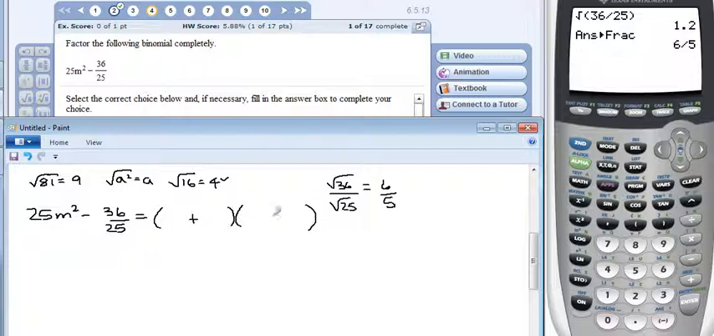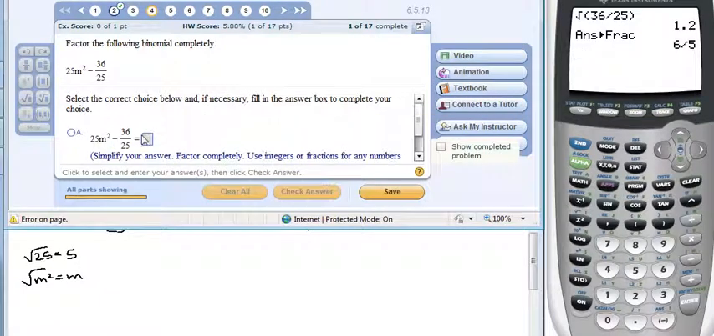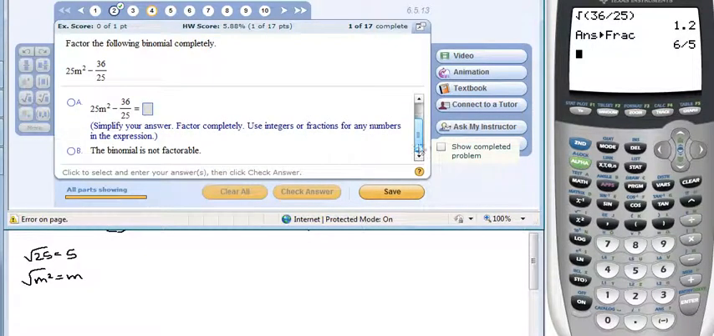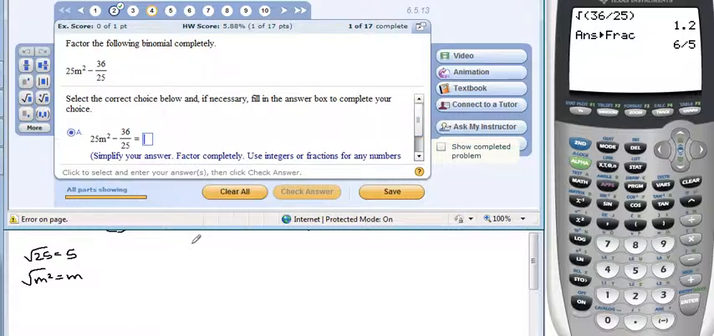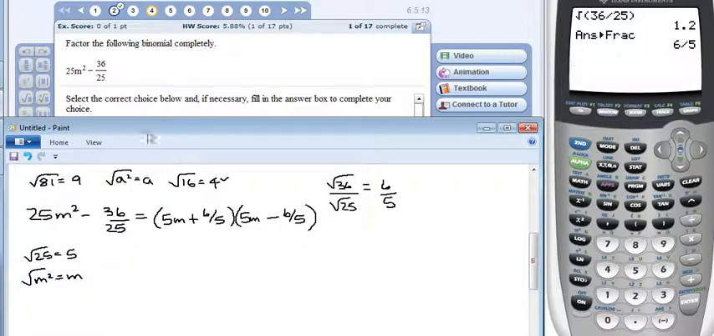1 plus and 1 minus. I'm going to take the square root of the front one. The square root of 25 is 5. The square root of m squared is m. So I'm putting a 5m in the front. And I've got this right there in the back. Okay? Should we check that one? Use integers or fractions. Let's see, do I have any other? I have 5m and 6/5.